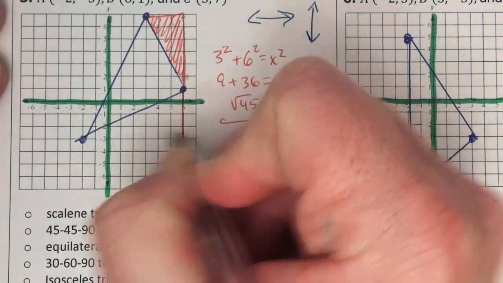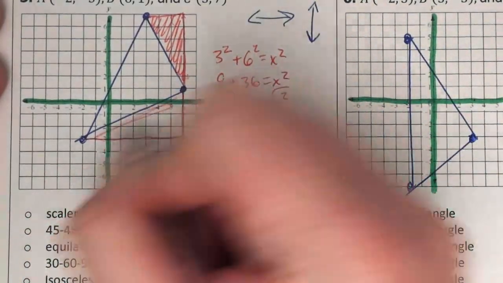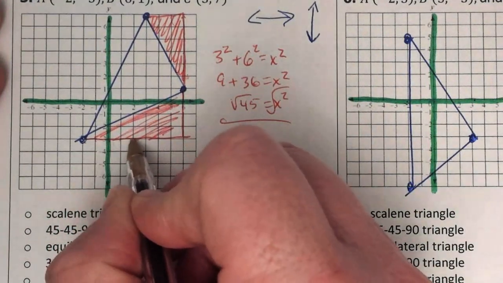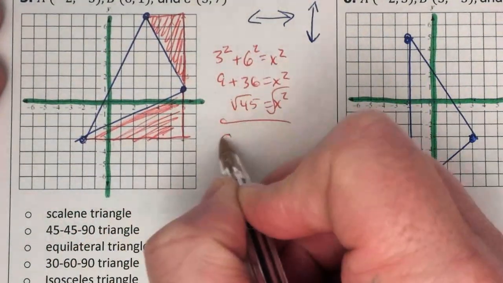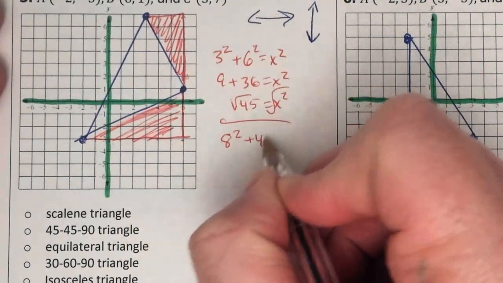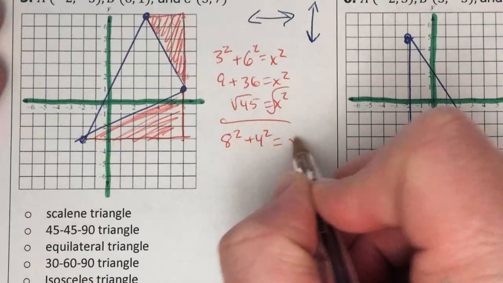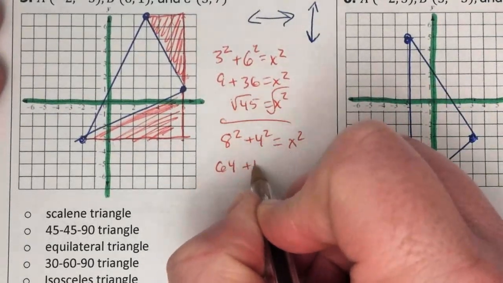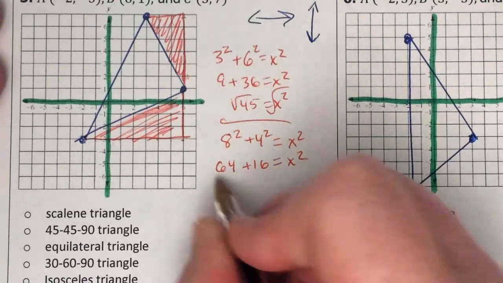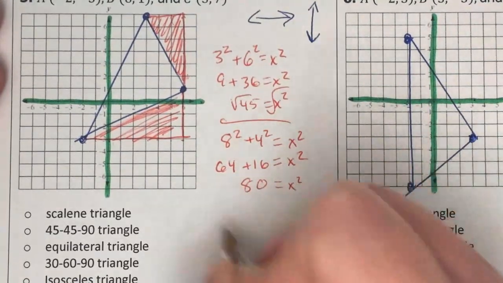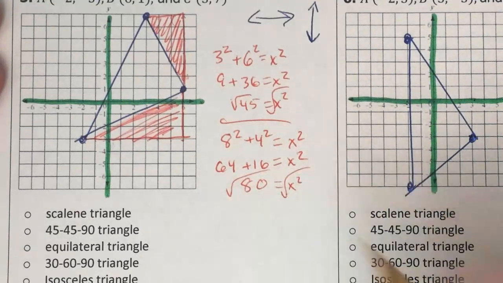Okay, so right here, boop, boop. All right, so this is 1, 2, 3, 4, 5, 6, 7, 8. And this is 1, 2, 3, 4. Is equal to x squared. Okay, and we get 64 plus 16 equals x squared. 64 plus 16 is 80. We square both sides, and we just leave it at square root of 80.